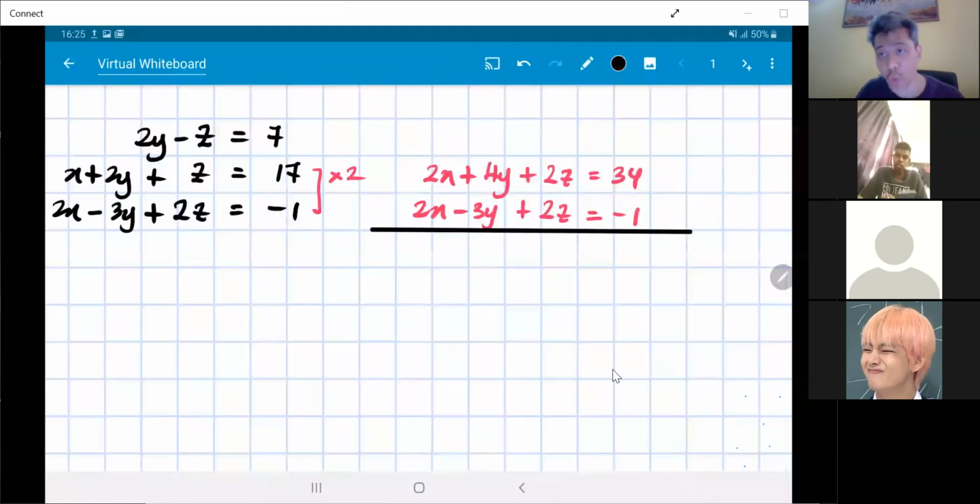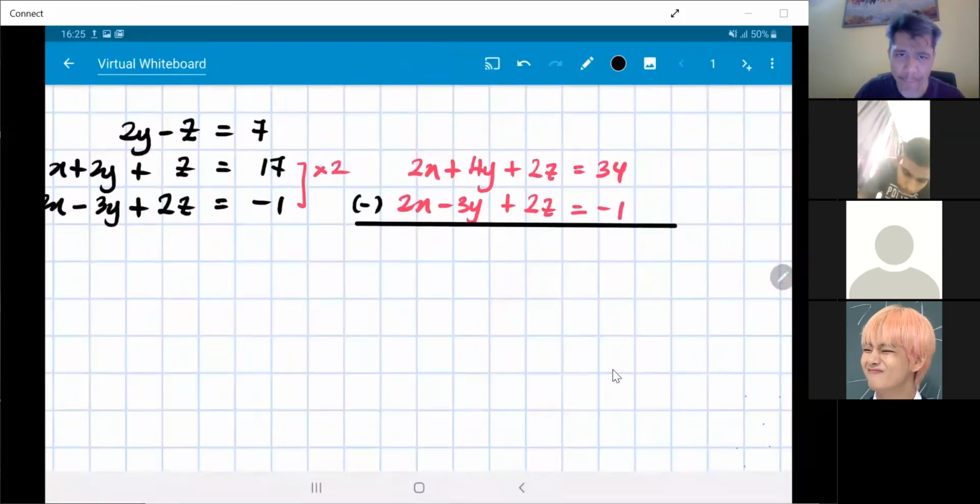Like I said, if you don't know, we try minus first. Okay, we try minus first. So 2x minus 2x, that's 0. Interestingly, for this question, 4y minus negative 3y will give you 7y.